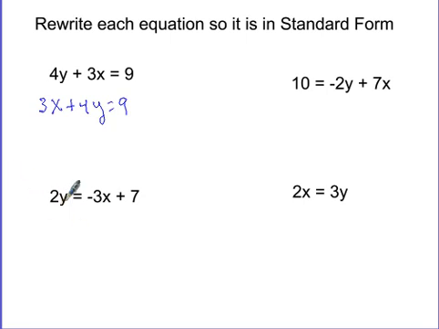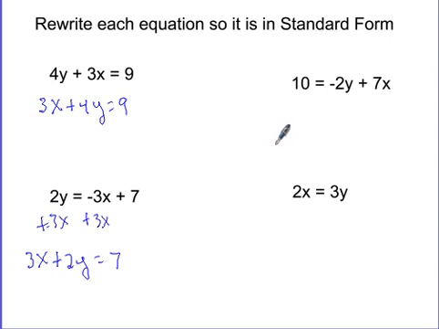Okay, how about this guy right here? 2y equals negative 3x plus 7. Yep, got to get the x and the y on the same side, right? So we need to put a 3x over here. So add 3x to both sides. Make sure you write it in the proper form. So it's 3x plus 2y equals 7.